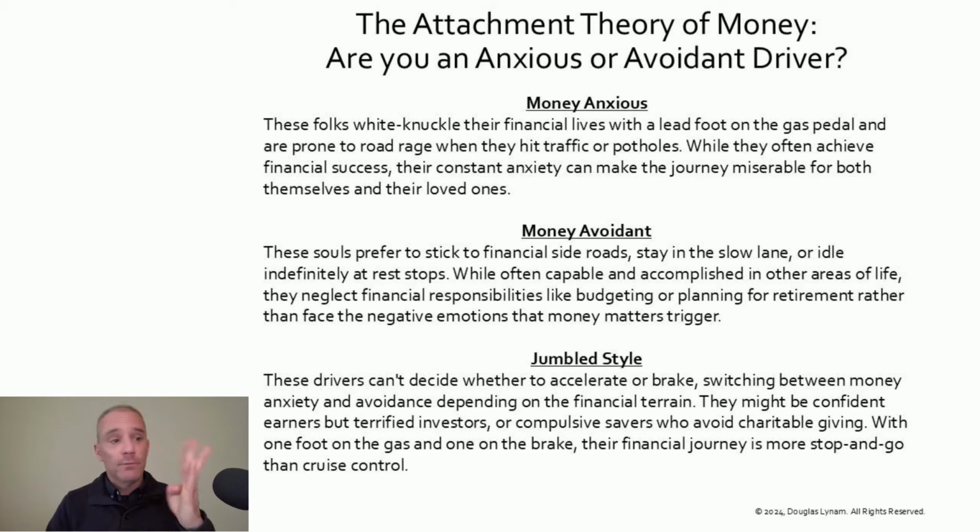So we've got the 4 pillars of finance. We've got earning, saving, investing, and giving. Those are the 4 pillars of finance that you have to master to become a money master. And a lot of us are actually what I call the jumbled style. We alternate between money anxiety and money avoidance in different areas. So you could be an anxious earner, but if you're an overspender, that means you're an avoidant saver. I mean, you're not putting away money that you could then invest.